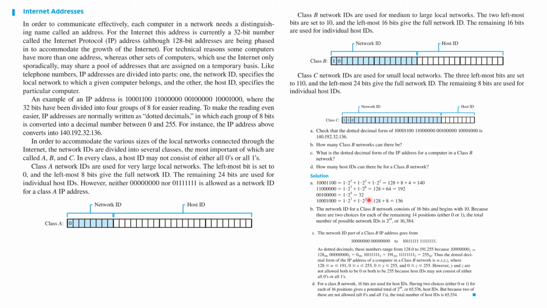Part C. What is the dotted decimal form of the IP address for a computer in a Class B network? Well, in a Class B network, this is what you can have for the host ID. So you have to think about the network ID giving you this from here to here. In dotted decimals, that ranges from 128.0 to 192.255.